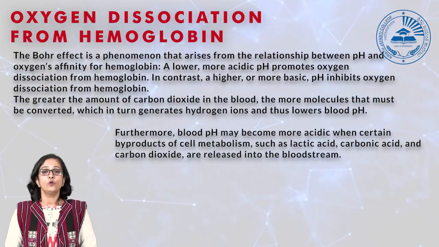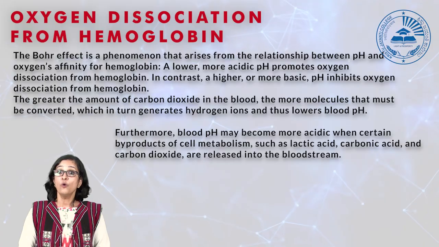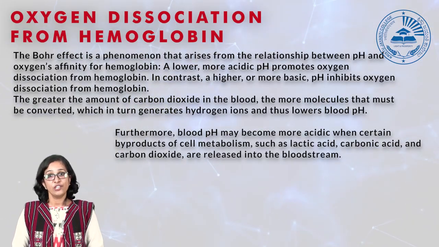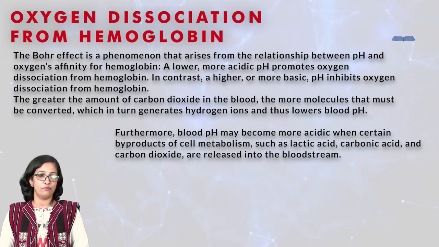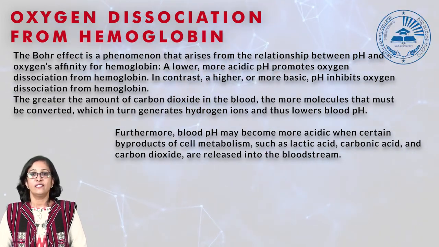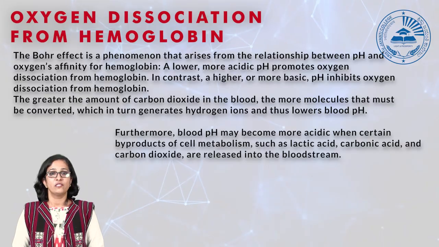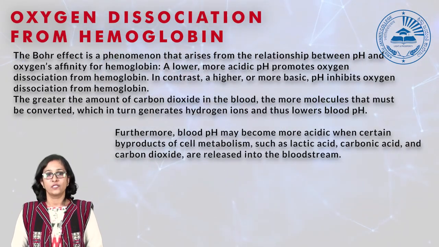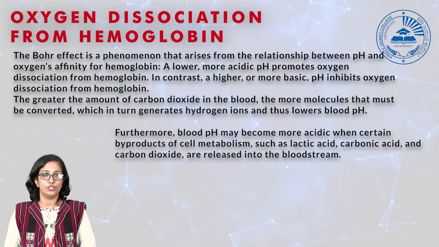The greater the amount of carbon dioxide in the blood, the more molecules that must be converted, which in turn generates hydrogen ions and thus lowers the blood's pH. Furthermore, blood pH may become more acidic when certain byproducts of cell metabolism such as lactic acid, carbonic acid and carbon dioxide are released into the bloodstream.